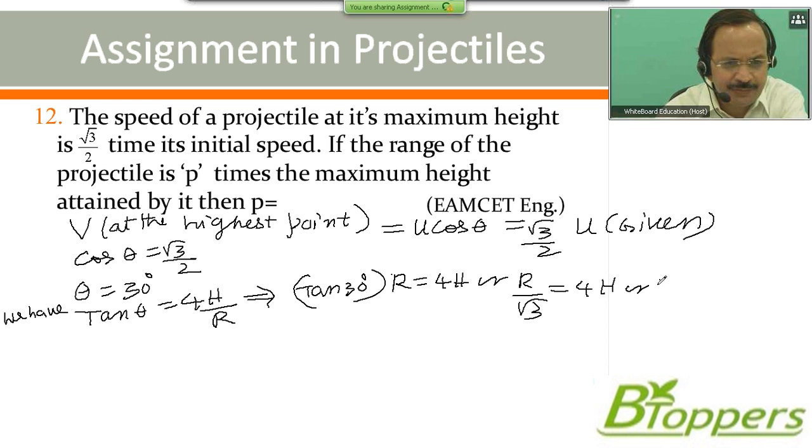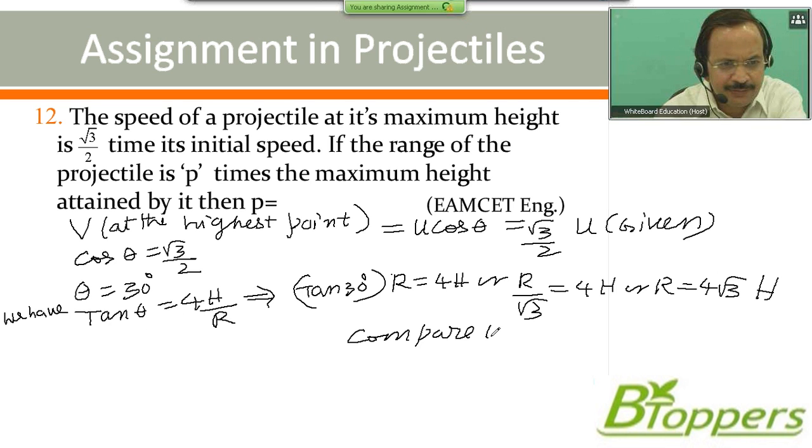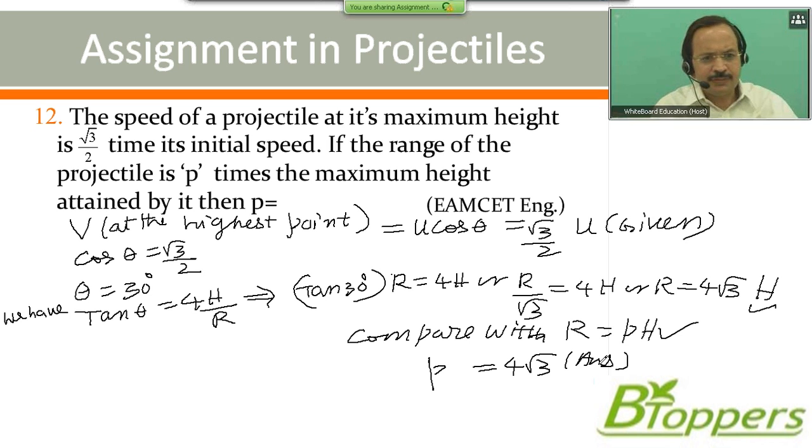So you get the range of the projectile is 4 root 3 times the maximum height reached. It is given that the range of the projectile is p times the maximum height reached. So you compare this and this, and you get the value of p as 4 root 3. So that's the answer. If you want to copy the solution of the problem, you can take a pause and copy the solution of the problem.